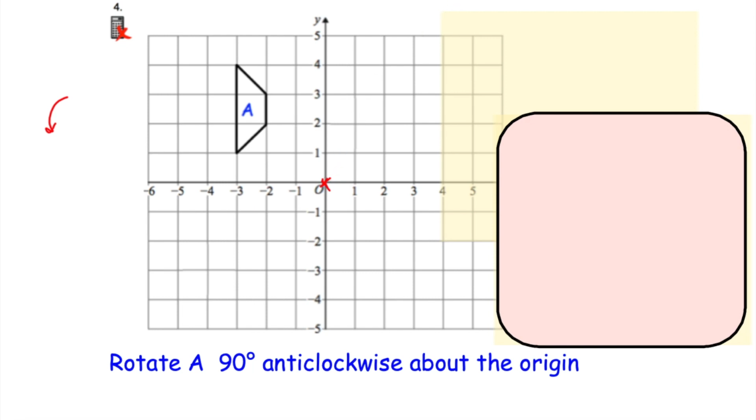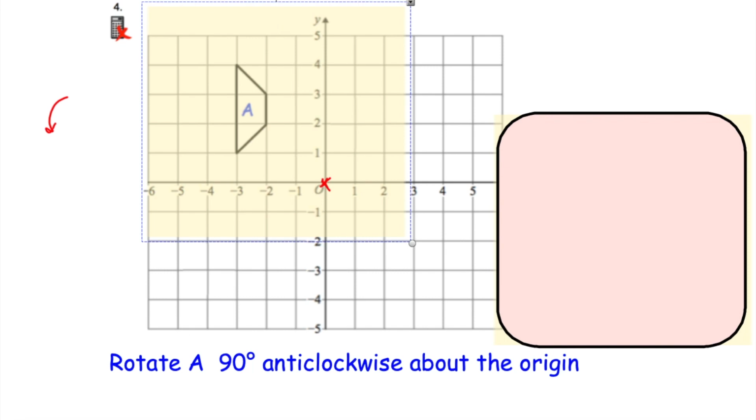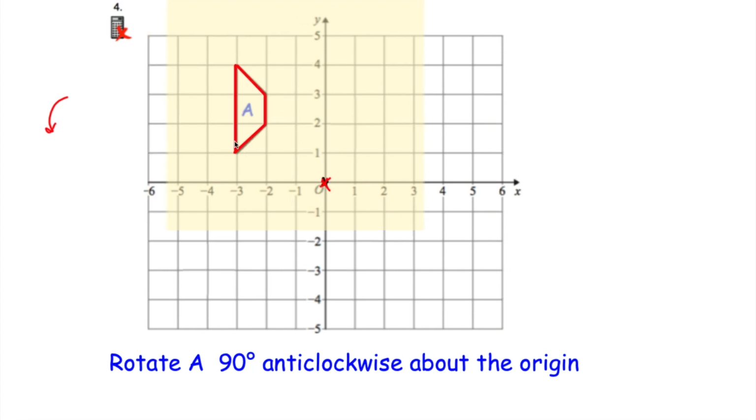Again, we're going to get our tracing paper and put it over the trapezium and also over the center of rotation, like so. Then we get our pencil and draw over the trapezium, and also put a cross on top of where the center of rotation is. Whenever we do that, it should look something like this. So we've now drawn over shape A, and we've also put a cross on the center of rotation.